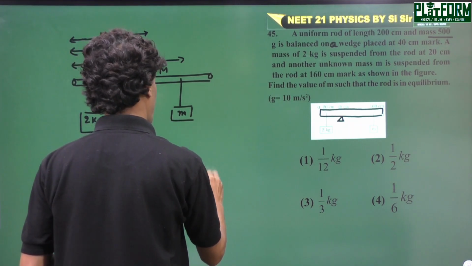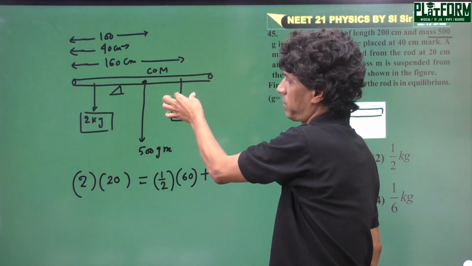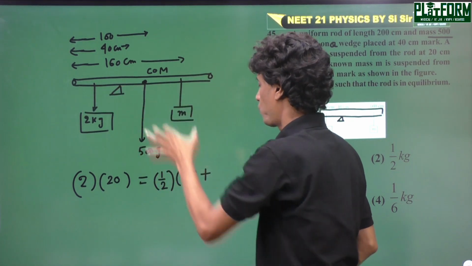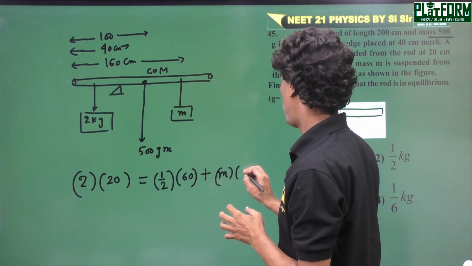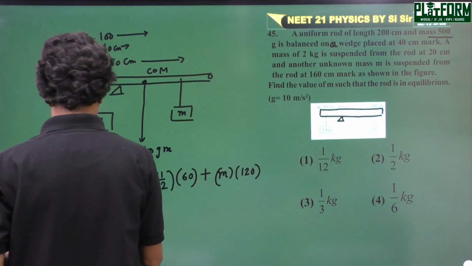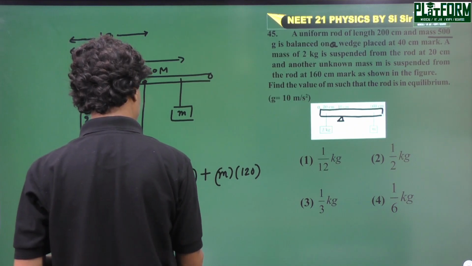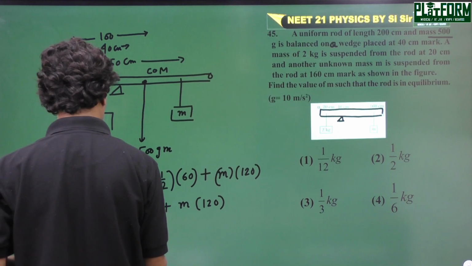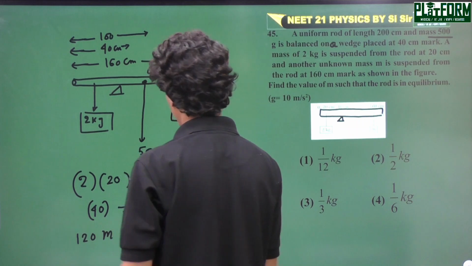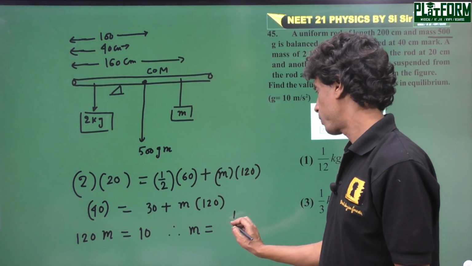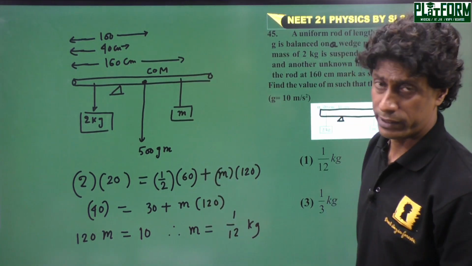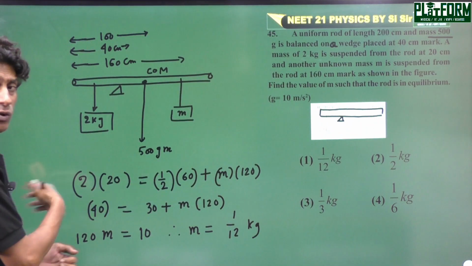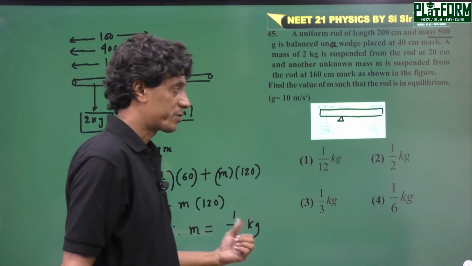So this is 60 plus m times the distance of the mass from the wedge: the mass is 160 centimeter from one end and the wedge is 40 centimeter from this end. So this distance is 120 centimeter. So m into 120 centimeter. Okay. So it is 40 plus 30 plus m into 120, and finally 120 m equals 10, and the mass required to keep this rod in equilibrium is 1/12 kg. Both sides have kg centimeter, so it is not necessary to change the centimeter into meter, because the similar quantity is on both sides of the equation. So the mass required for this problem is 1/12 kg.